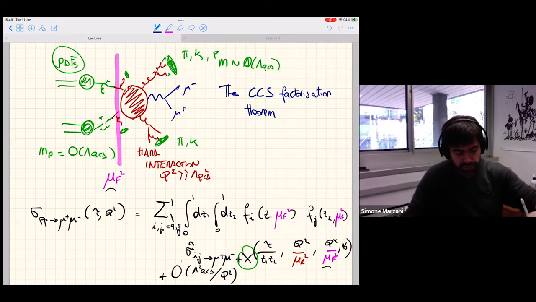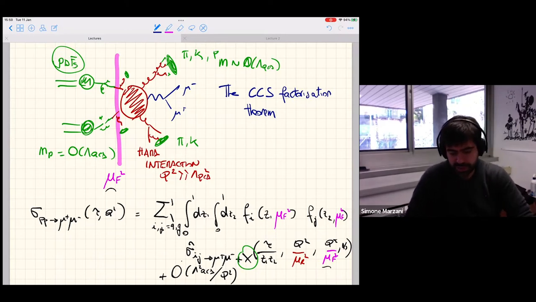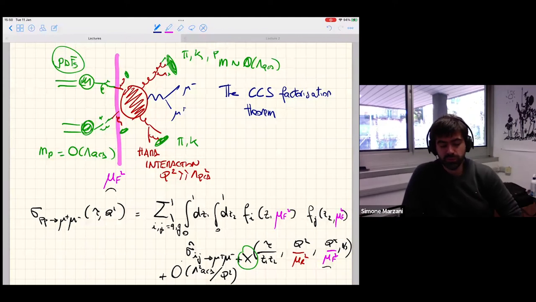Now, if you have this type of process where you have two hadrons in the initial state, it's not quite obvious how to apply the OPE, but you can use other arguments, like the ones by Collins, Soper, and Sterman, to prove factorization. Now, what is the issue with that? What is the one open question?